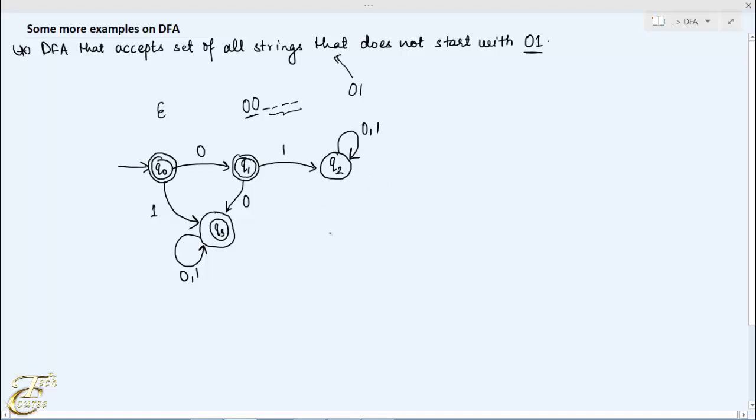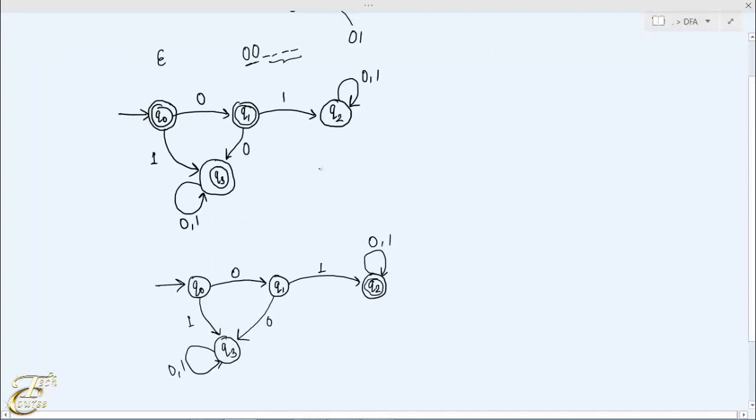Now, let's compare this DFA with the DFA that starts with 01. This is the DFA for the language that does not start with 01, and this is the DFA for the language that starts with 01. If you carefully analyze these two state diagrams, you will find the number of states and the possible transitions are the same, and the only difference is that the accepting state in this DFA changes to a non-accepting state in this DFA. Similarly, the non-accepting states in this DFA, that is q0, q1, q3, change to accepting states in this DFA.